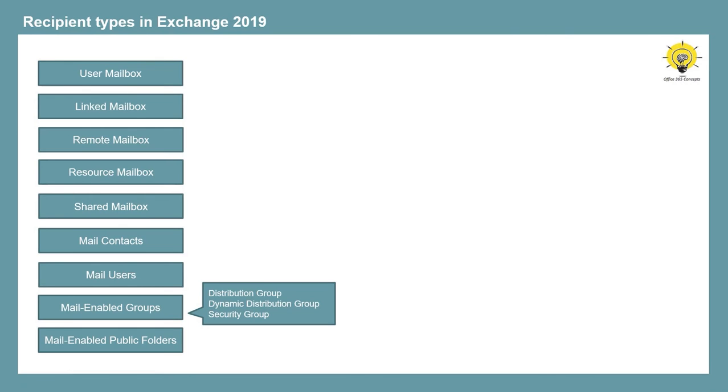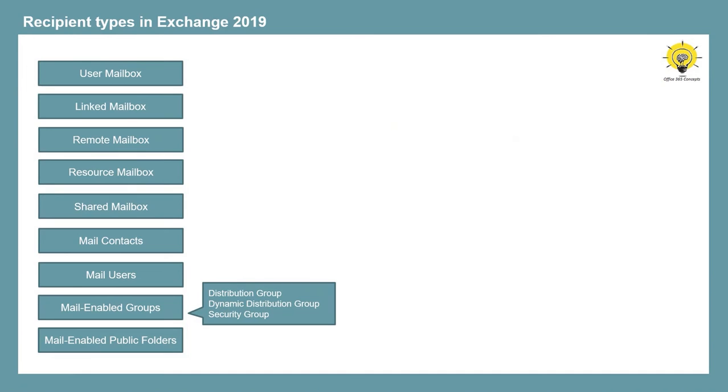Dynamic distribution group is similar to distribution group. The only difference is the way you add members in dynamic distribution group. In dynamic distribution group, you can add members on the basis of conditions. You can filter membership of a dynamic distribution group on the basis of city, department, state, or other attributes of the user accounts. And security group is used to assign bulk permissions.